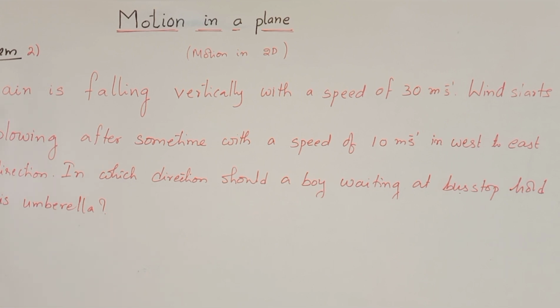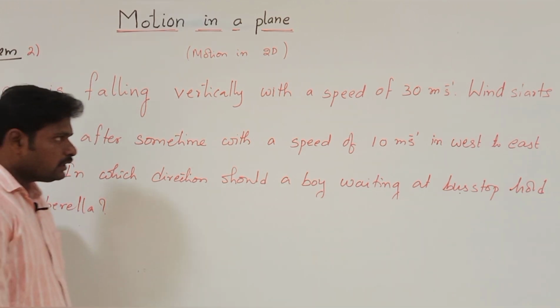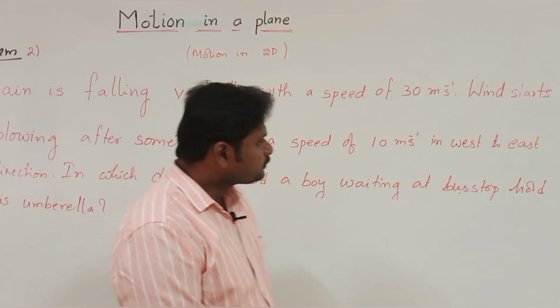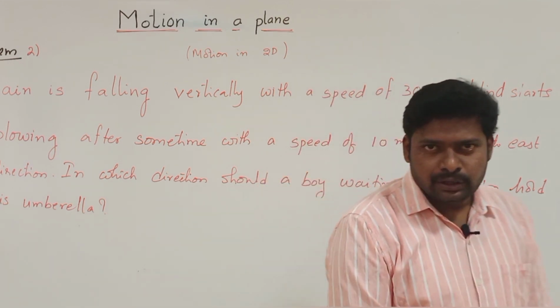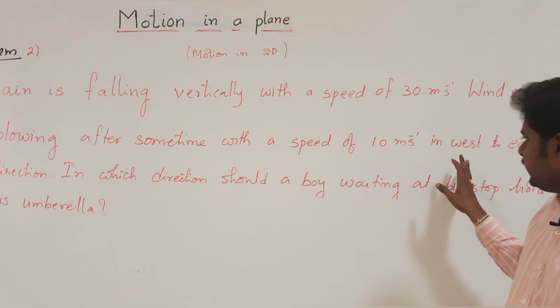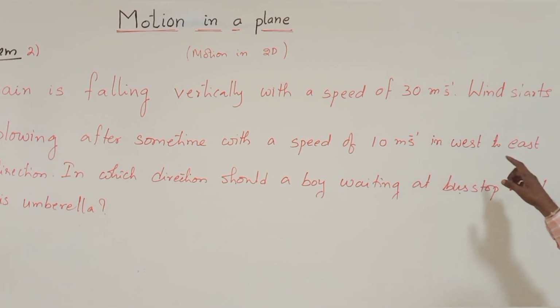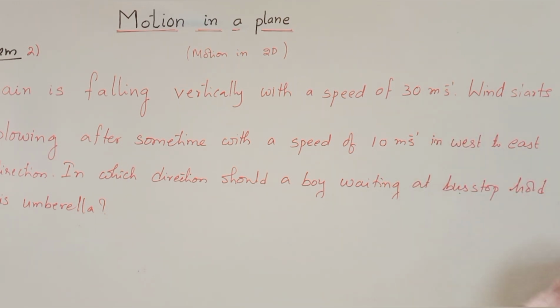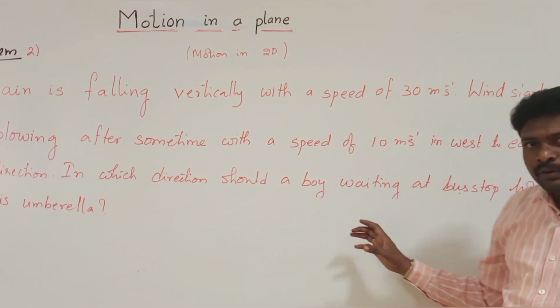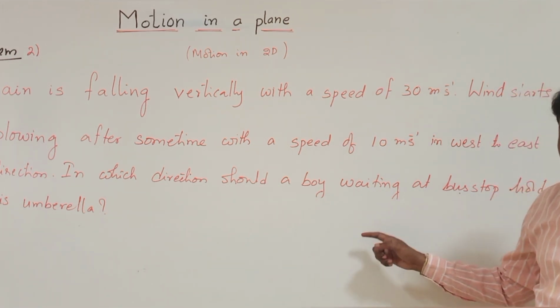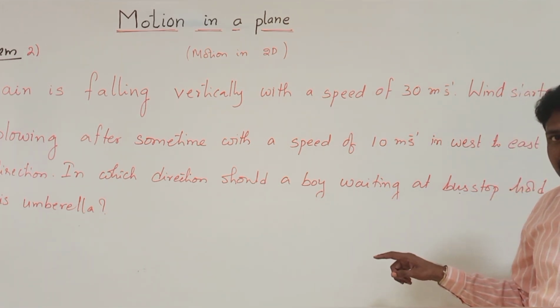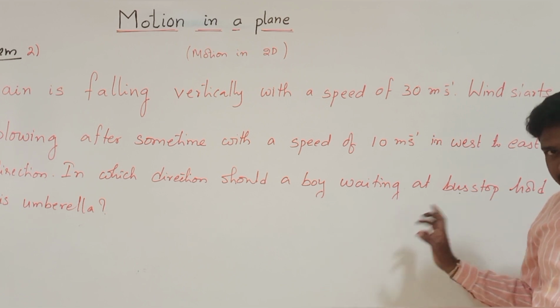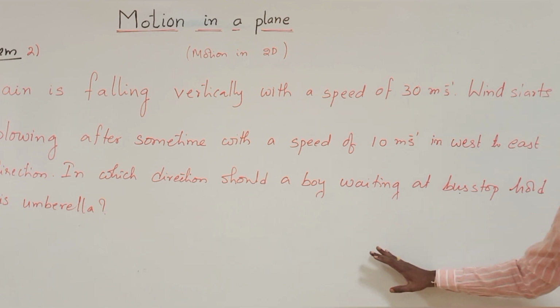So in another problem we have to solve the same concept, but the direction has been changed. Earlier east to west was there, now west to east. Simple numericals were changed. Now the same, you have to find out in which direction the boy should hold his umbrella in order to protect from the rain. So you have to solve it.